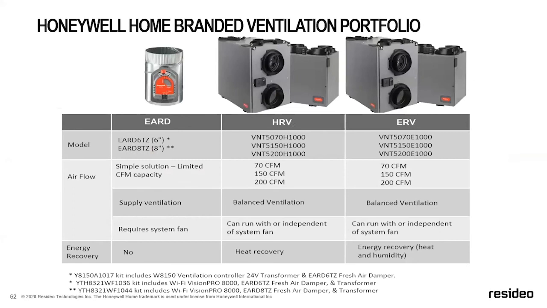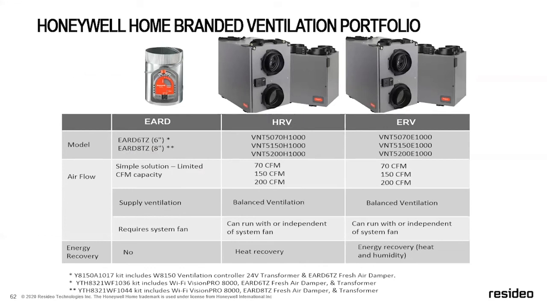Here's some part numbers and some more in-depth information. So we have a 6 and an 8 inch outside air damper. You can utilize that for fresh outside air or for an exhaust. It's a very simple solution. You can use it for supply or exhaust. It requires that your system fan come on, so your blower does need to run.